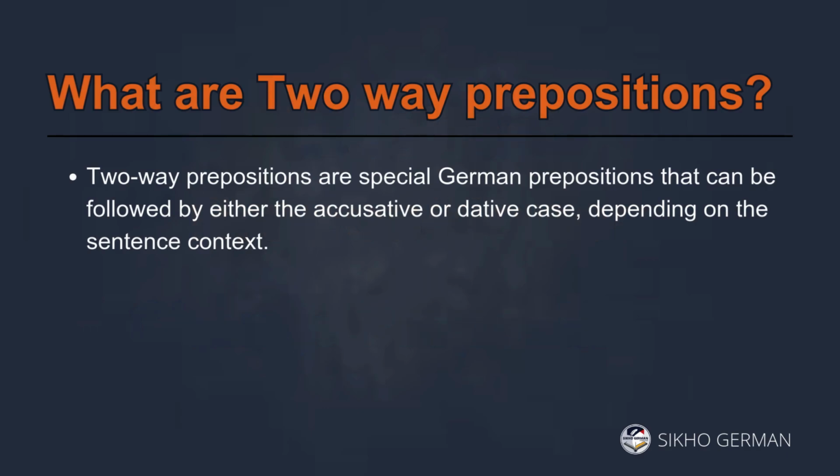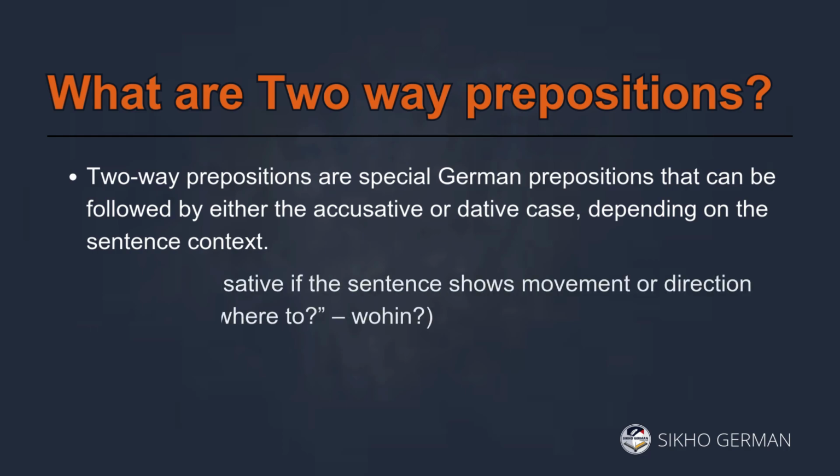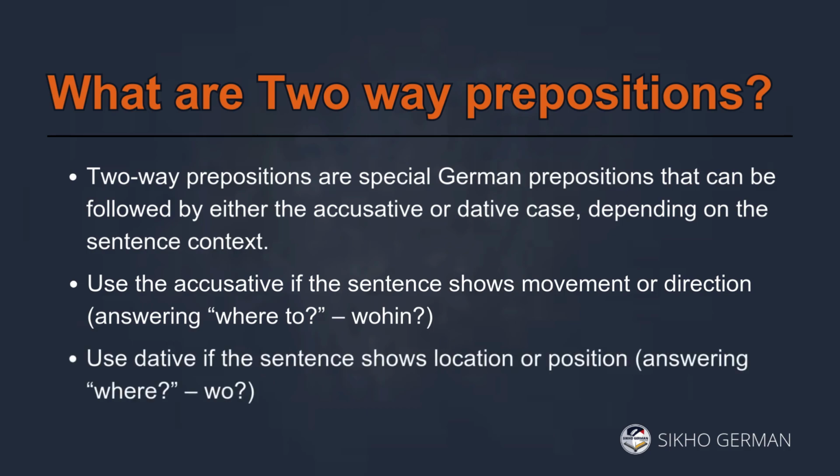Two-way prepositions are special German prepositions that can be followed by either the accusative or dative case, depending on the sentence context. Here's the golden rule you need to memorize. Use accusative if the sentence shows movement or direction, answering the question, wohin, where to or where you're going. Use dative if the sentence shows location or position, answering the question, wo, where or where is something located.